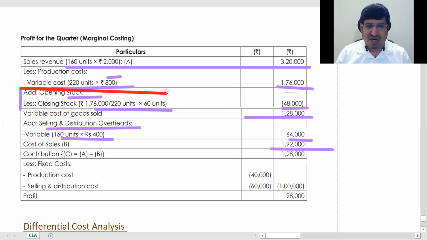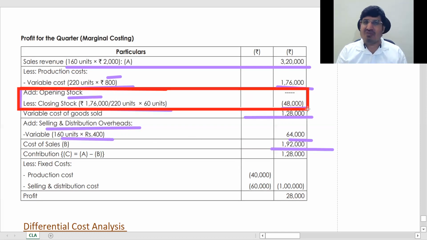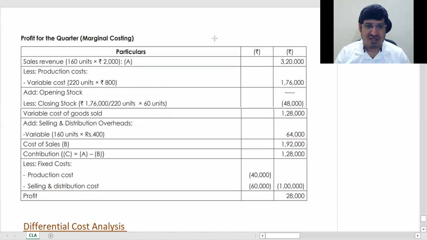Once you ignore this part, the structure is very much that only: S minus V is equals to C minus F is equals to profit. We are just elaborating it. That's all. So you got the cost of sales. Now this is contribution. This is your C, sales minus cost of sales gives you contribution.